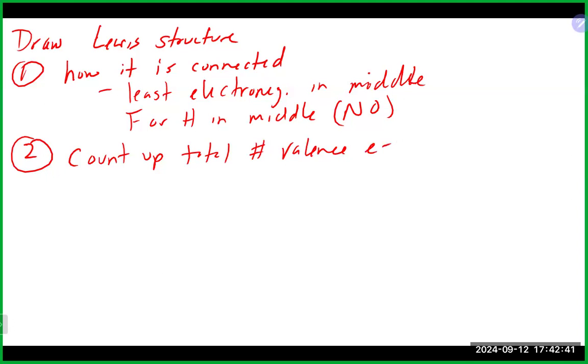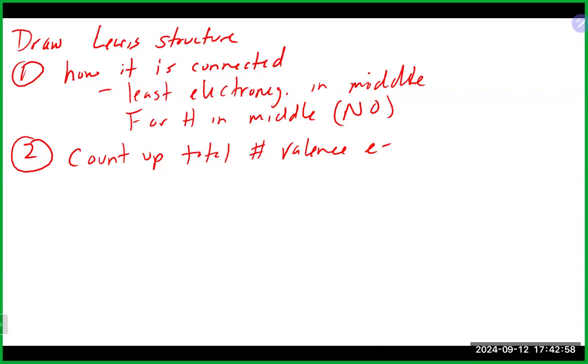Remember, again, valence electrons equals the group number on the periodic table. And we do want to add them all up, including if it happens to have a charge. So we do have to adjust our count for anything that does have a charge. If it's negatively charged, you've got to add some. If it has a positive charge, you need to subtract some from your total.